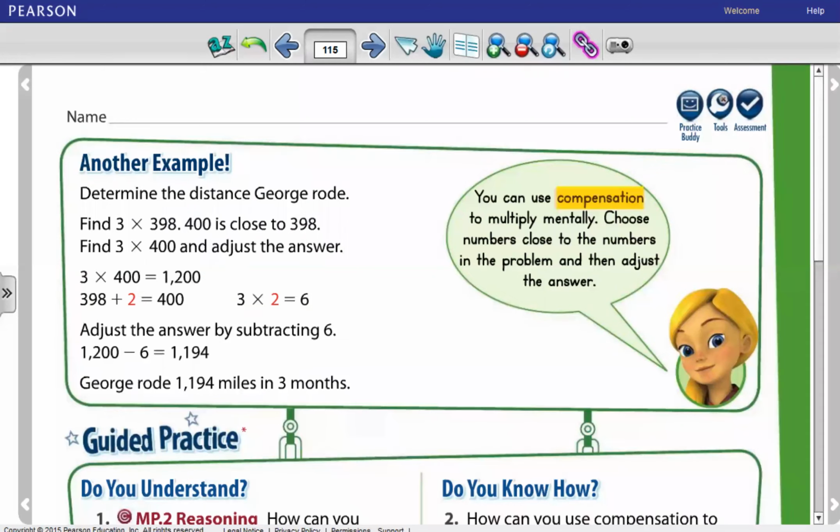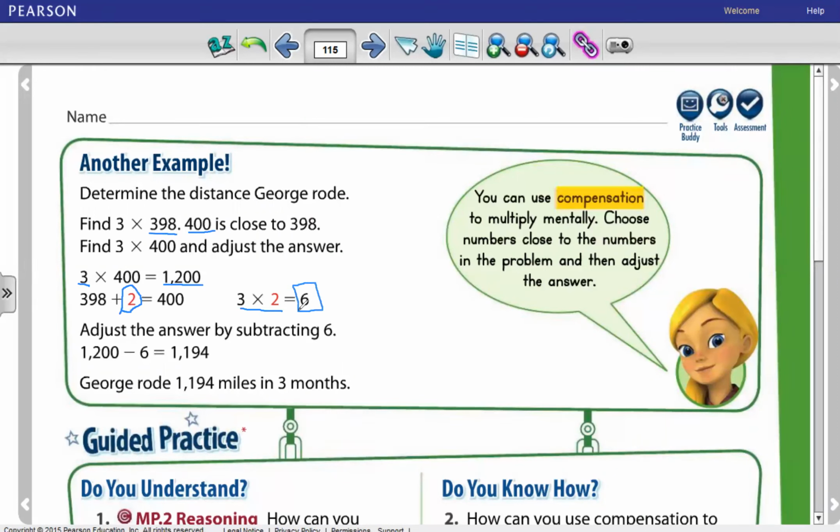What is a number that's close to 398 and you can use it mentally? 400 is close to 398. Then you have to find 3 times 400 and adjust the answer. 3 times 400 equals 1,200. Okay, now I have to adjust the answer. How much did I add to get the 400? I added 2. Then this 2, I have to multiply it by the 3. So 3 times 2 equals 6.